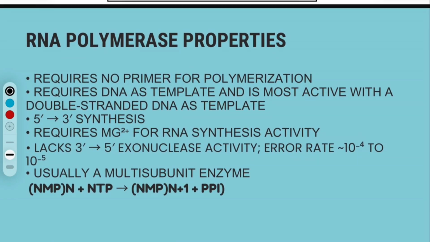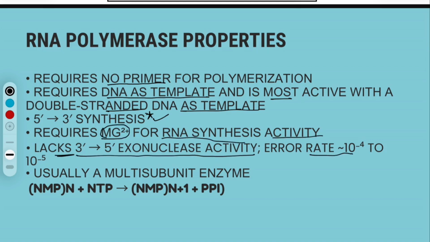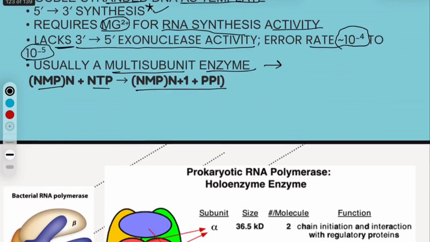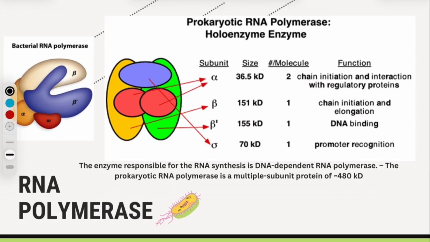Now we will see the properties of this enzyme. It is very important because it requires no primer for polymerization and it uses DNA as a template. It's active when it's double stranded. It synthesizes in the 5' to 3' direction and requires magnesium ion for RNA synthesis activity. Its 3' to 5' exonuclease activity is absent. Error rate is 10 to the power 4 to 10 to the power 5.